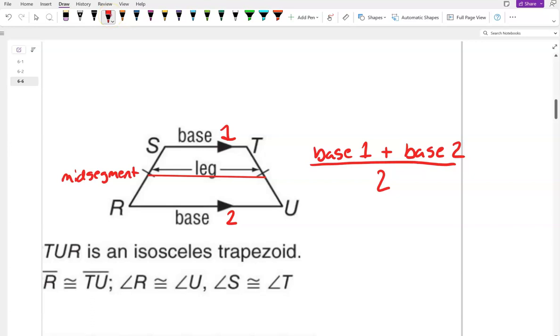Okay, so what that means is, as far as labeling this, if it's an isosceles trapezoid, like this example here, that would mean that these two angles on top are congruent, right? So if one's 150, the other one's 150, even if they didn't label it. And these bottom two angles are congruent. Okay, so if R was 50 degrees, then that means U would also be 50 degrees. So that's just something that you need to know. If it's isosceles, the top two angles and the bottom two angles are congruent to one another.